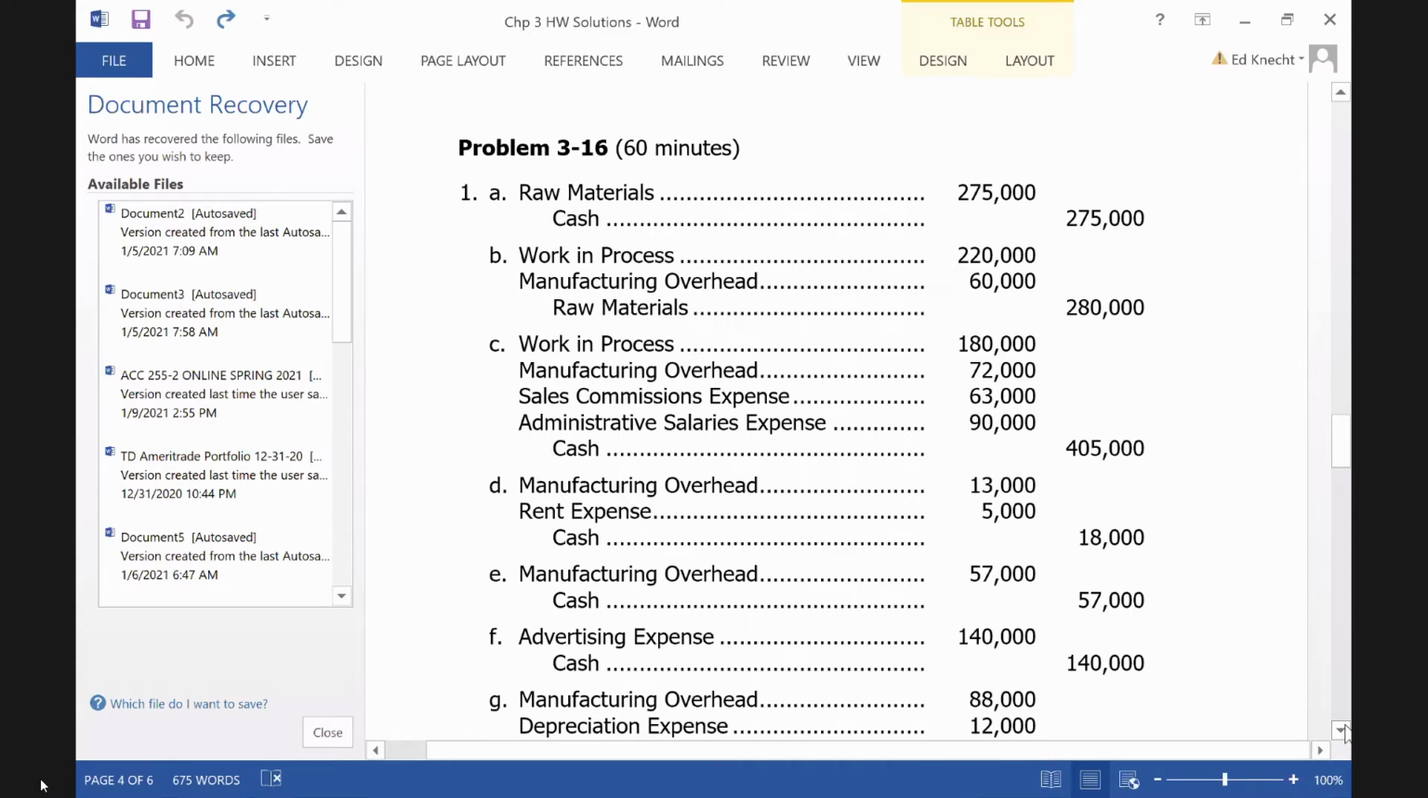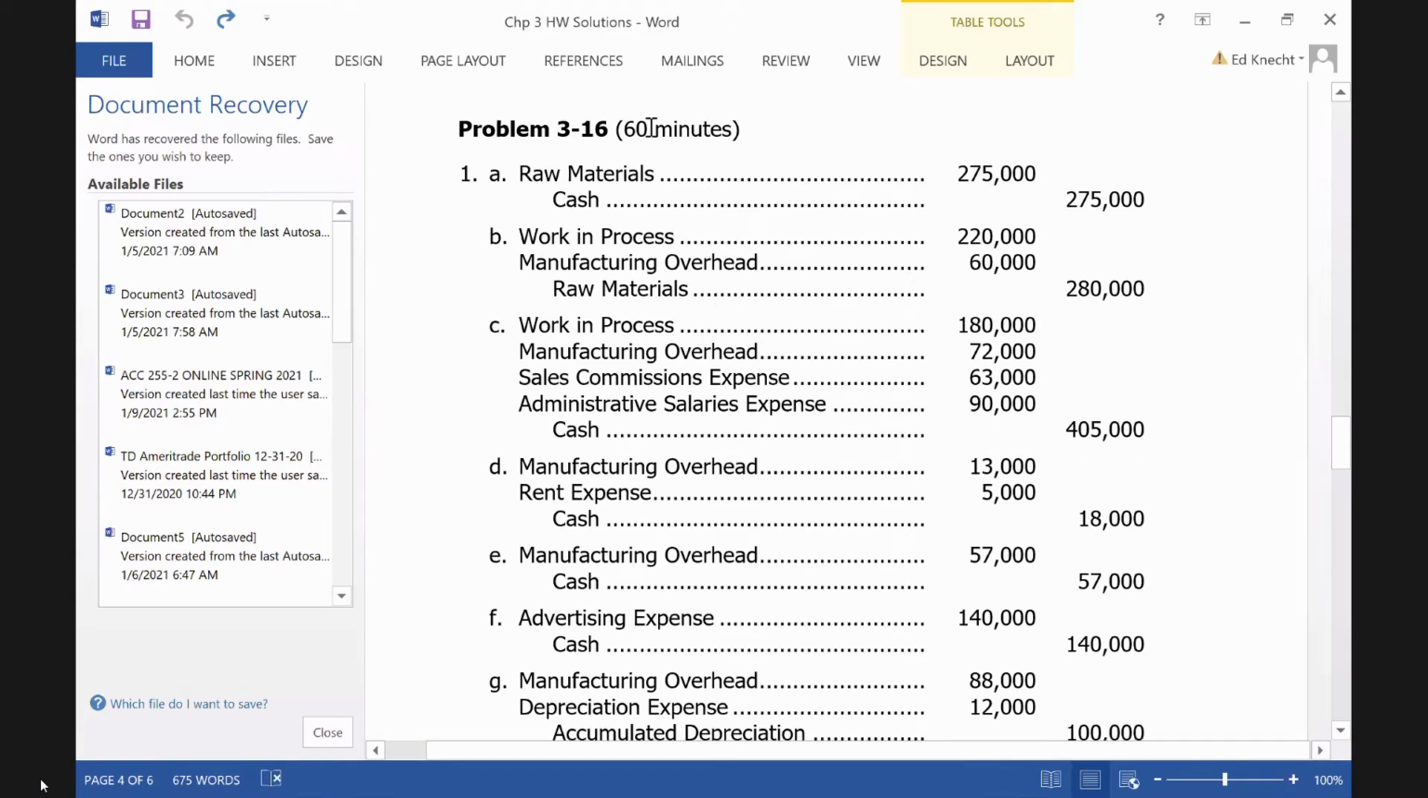Okay, very good. Thank you, Tyler. So A, raw materials purchased for $275,000. Pretty simple. You debit the asset, raw materials, and you can put raw materials inventory if you want, or raw materials is fine. And we paid cash, so we credit cash.